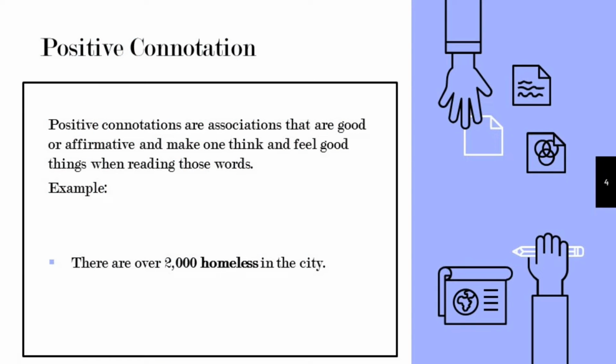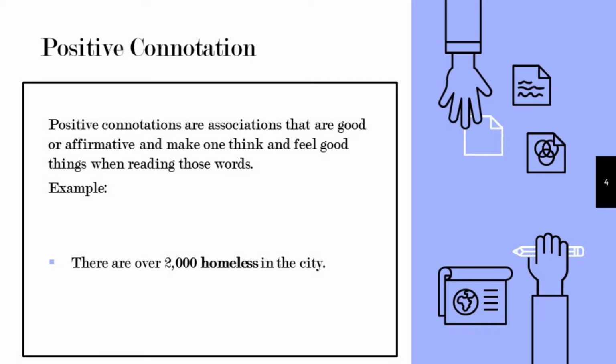We have the positive connotation. So basically, we have three connotations here that are under the types of connotation. We have the positive connotation. It says here that positive connotations are associations that are good or affirmative and make one think and feel good things when reading those words. I have here the example. There are over 2,000 homeless in the city.